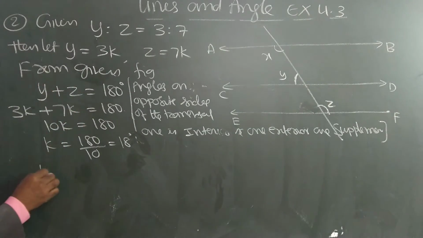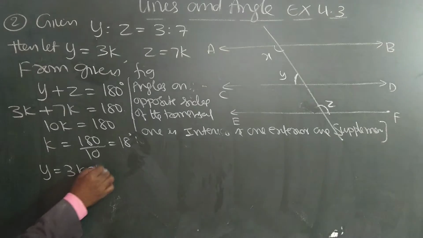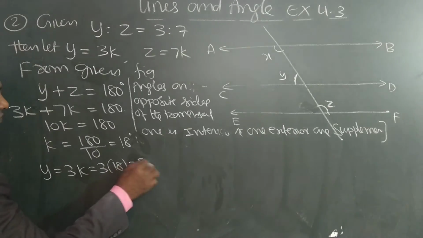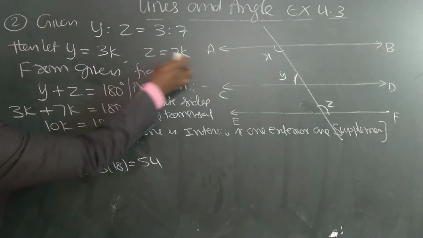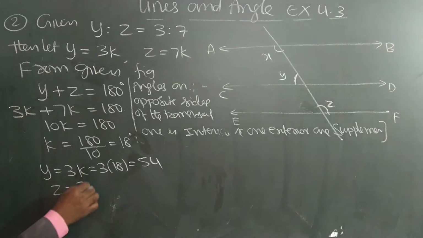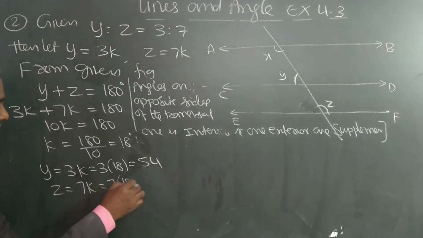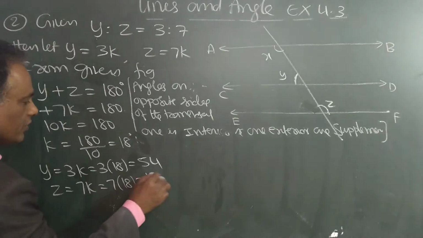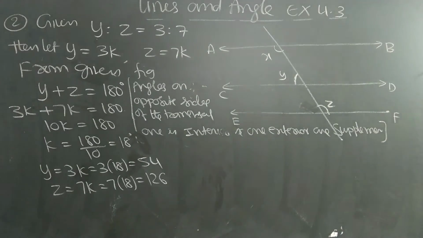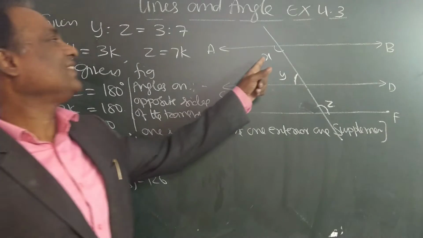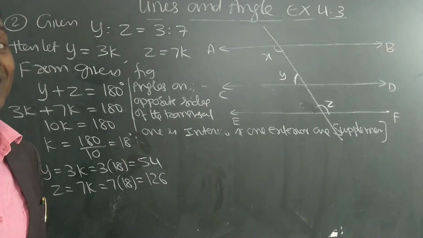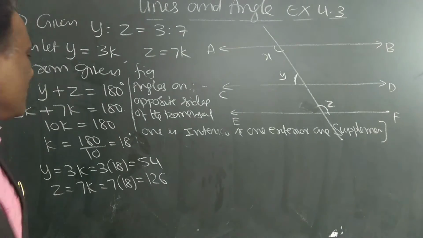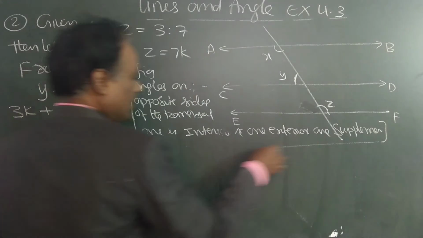Then what is y, students? Y is equal to 3k, 3 into 18, 54. Z is equal to 7k, 7 into 18, 126. But the question is, what is x? Now another concept.